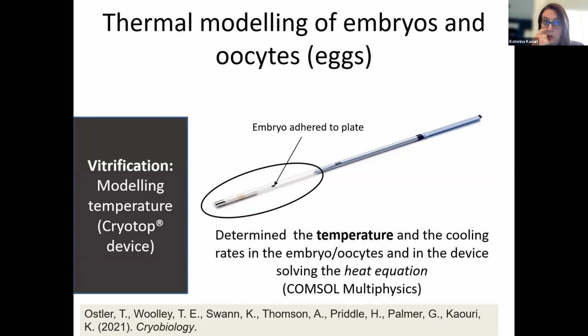Then we went to the thermal modeling that I mentioned earlier. I keep talking about frozen embryos.